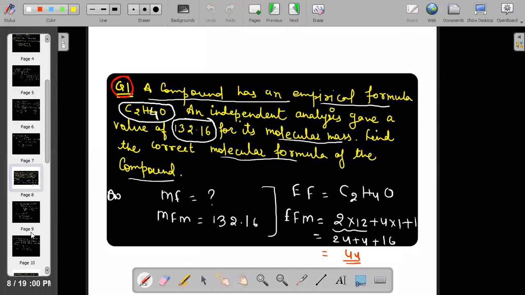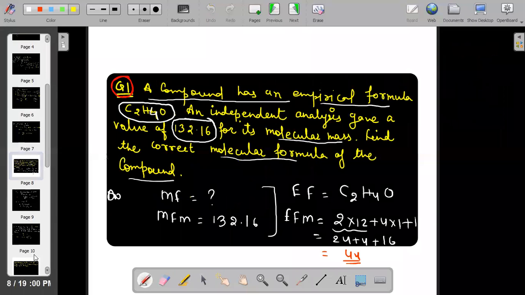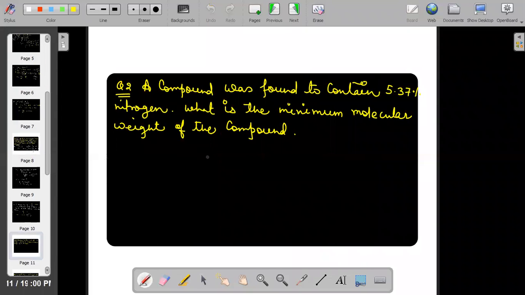Now let's move to the next question. These all are previous year questions. Always remember. Now, this is your question. Try to solve it. This is the second variety of question. Do fast. A compound was found to contain 5.37% nitrogen. What is the minimum molecular weight of the compound?